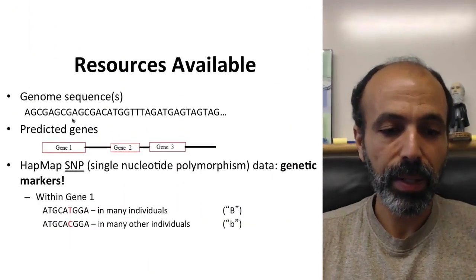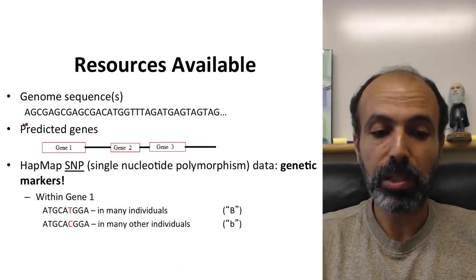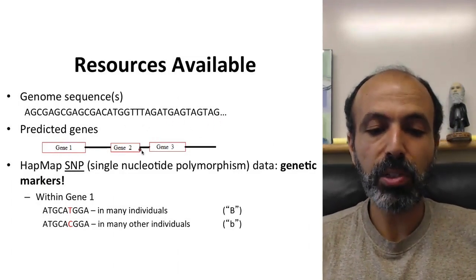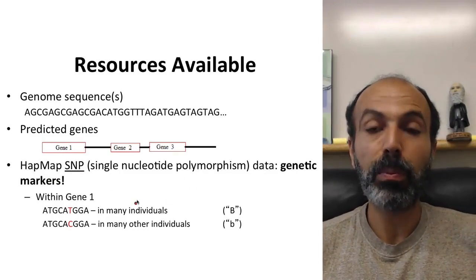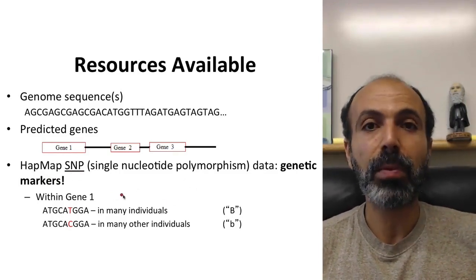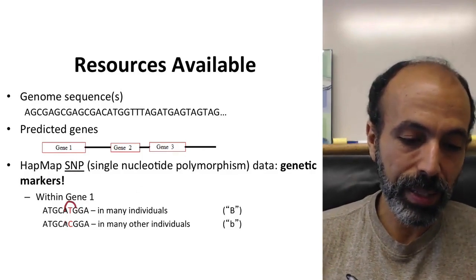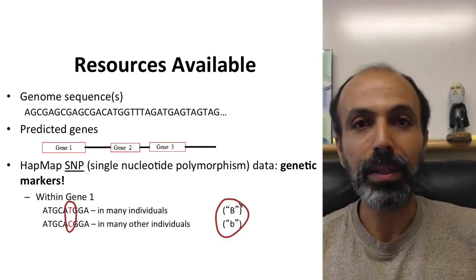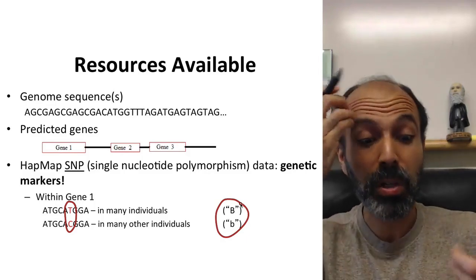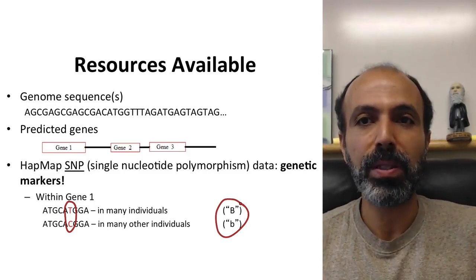Okay? So again, this is just showing you what I just discussed a second ago. We have the genome sequence, just like this stretch of bases. We have predicted genes, and we have these HapMap SNPs, these single nucleotide polymorphisms. These are the ones that we use as genetic markers. These differences between individuals are basically the same thing as what we were talking about with big B and little b, like with Mendel's peas. Those are caused by these sorts of differences.